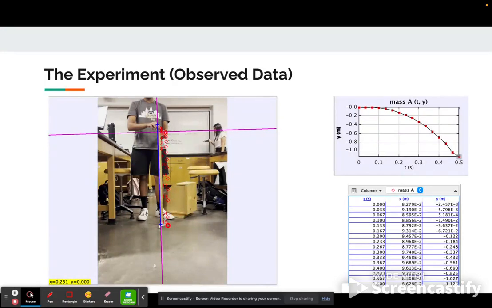So here's the experiment when we put it into tracker. We see that we have our position versus time graph, which has an increasingly negative slope. You can see how we track the points as it was going down. Along with this, we have our data on the right side.